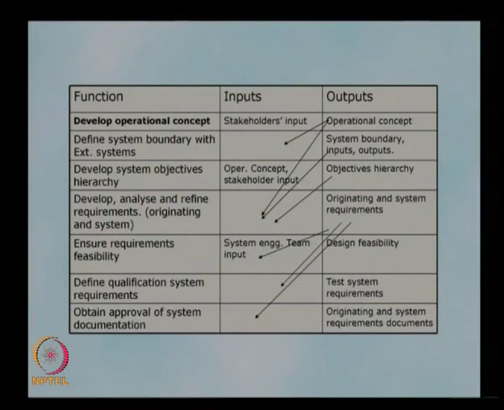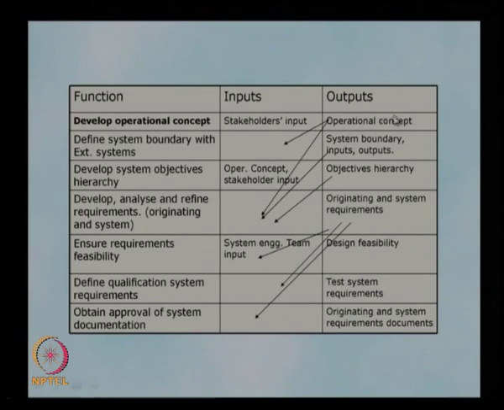So, the second stage of defining the system boundary, the external system diagram, will help you identify the system boundary, the inputs and outputs. The main output from this stage is the definition of the system boundary, the inputs to the system and the outputs going out of the system.